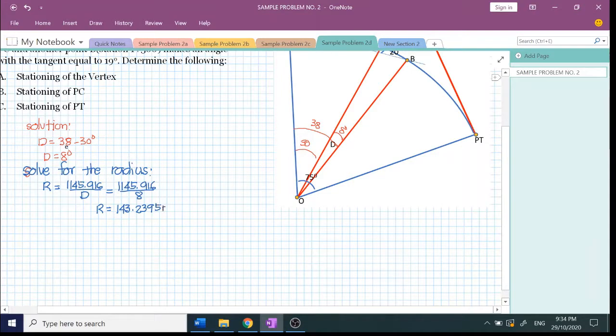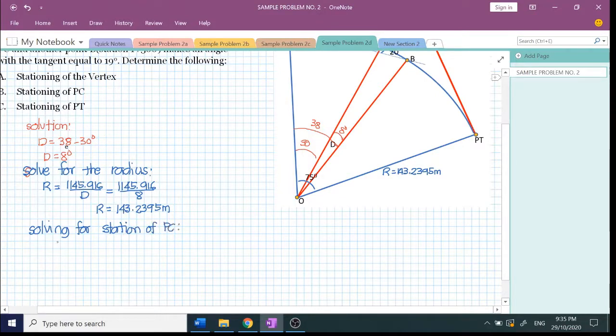So this is now the radius. Itong radius natin na makikita is 143.2395. So pagkatapos natin ma-solve ang radius of the curvature, pwede nating solvein yung stationing of the PC. Okay, solving for stationing of the PC. Station of PC.